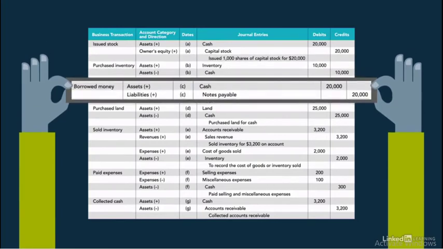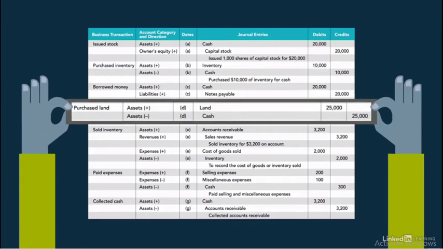For entry C, cash is increasing. We know that because an asset increases with a debit. Now, how did we generate that cash? Well, a liability, notes payable, is being credited here, and we know that liabilities increase with credits. That must mean that we borrowed money and that we will have to someday pay it back, hence the term liability. Now to entry D, we have an asset, land, increasing and an asset, cash, decreasing.